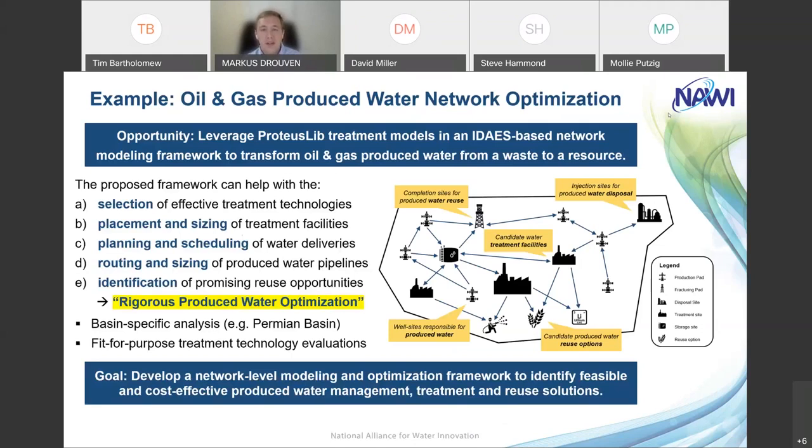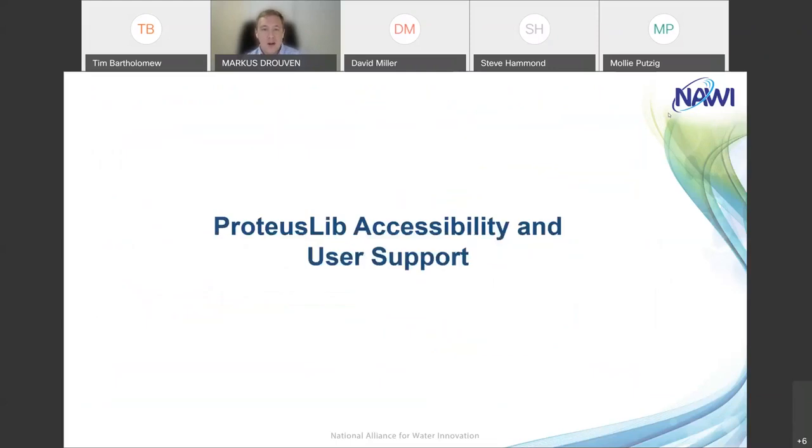So this is just one example of some of the things that we're excited about in looking to leverage ProteusLib. We're looking forward to sharing more of those examples with everyone in the years to come. And so with that, I'm going to pass it over to Deb, who's going to talk about ProteusLib accessibility.